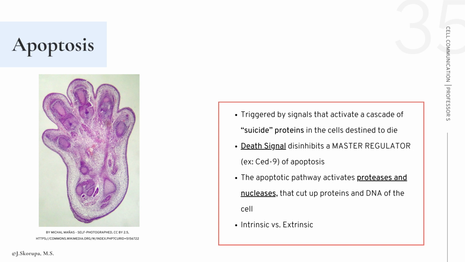So, what are these cascades of so-called suicide proteins? They'd be proteases and nucleases. Proteases cut up proteins, and nucleases cut up nucleic acids like DNA in the cell. And once again, there are two types of apoptosis: intrinsic and extrinsic.